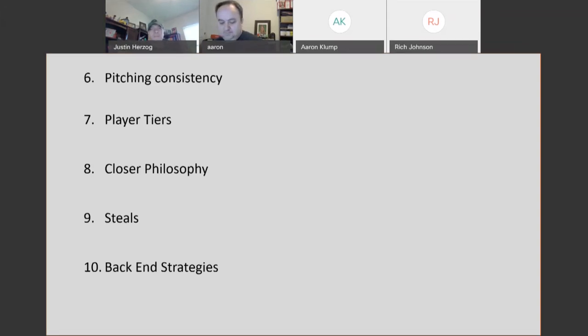So my approach is I do want to have some steals. I'm not looking necessarily to finish first. I'm definitely not punting and trying to finish in the bottom third.